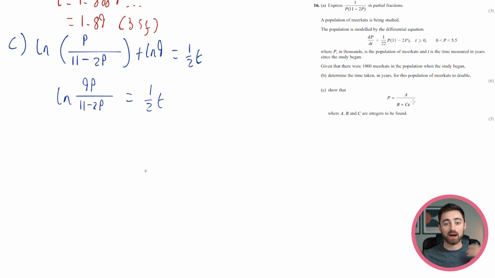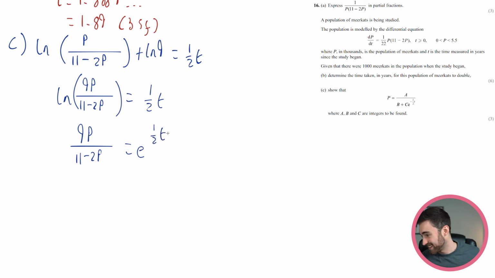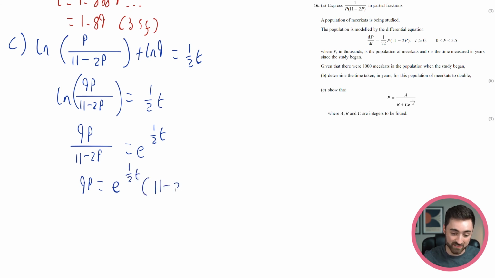Now I can undo the logs. So if I do e to the power of both sides, on the left-hand side it's just going to cancel. So I'm literally going to be left with 9p over 11 minus 2p. And then on the right-hand side, I will have e to the power of a half t. Right, what do we do now? I need p on its own. So I'm going to multiply by all of this stuff. So I'm going to get 9p equals e to the half t, 11 minus 2p. Multiply out. There's a lot kicking off here. e to the half t, well, 11 of them, and then minus 2p e to the half t.